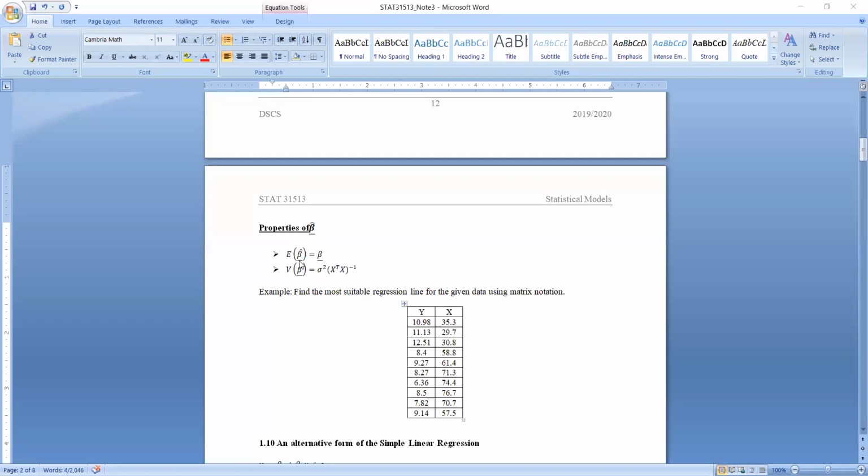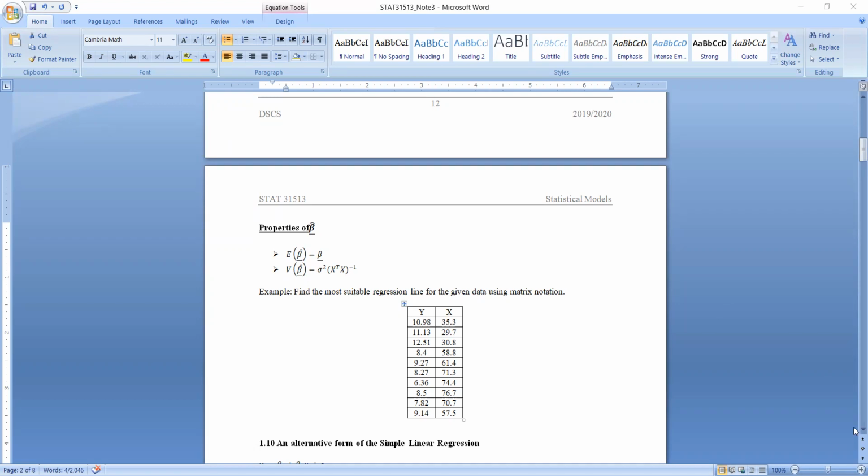So these are the properties that we discussed. If you take the expected value of these parameters, they are equal to beta. That is, the expected value of beta naught is beta naught, and the expected value of beta 1 is beta 1. That's why we call them unbiased estimators. No matter what method you use, whether matrix notation or not, they are unbiased estimators. And the variance is equal to sigma squared times x transpose x inverse.